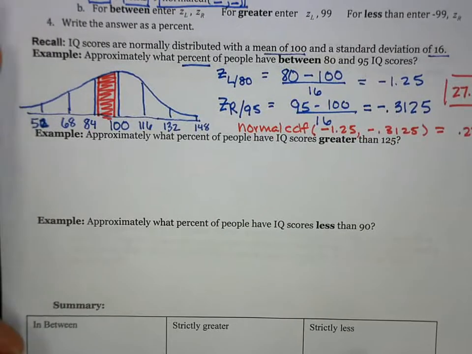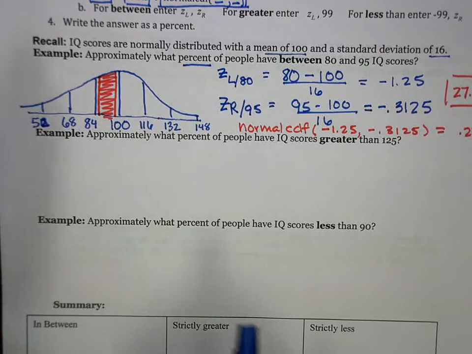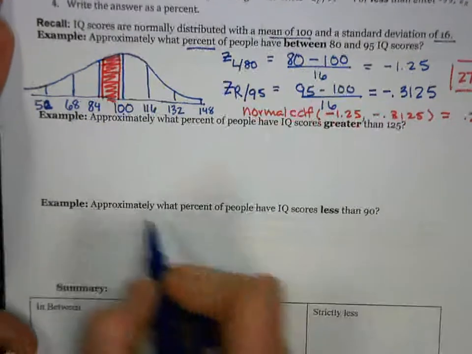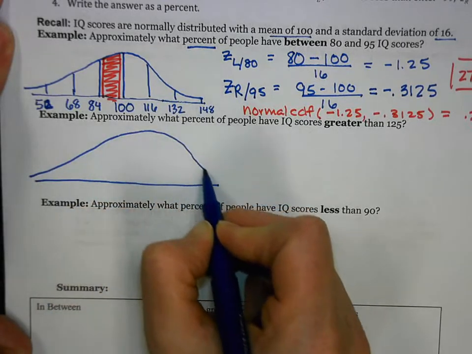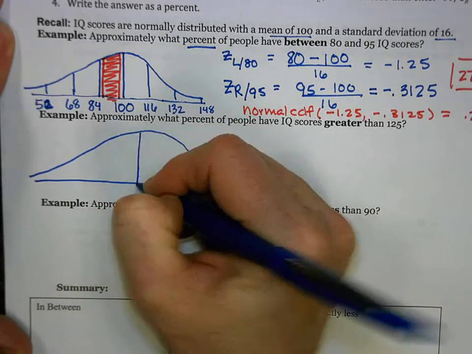Let's do another one. Approximately what percent of people have IQ scores greater than 125? So draw your normal curve. We're going to have the same values.